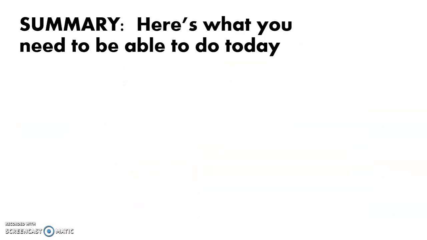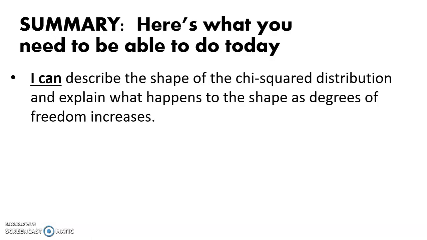Okay, so here's what you need to be able to do today. This is lesson 1. Here's what you get. I need you to be able to say, I can describe the shape of a chi-squared distribution and explain what happens to the shape as degrees of freedom increases.